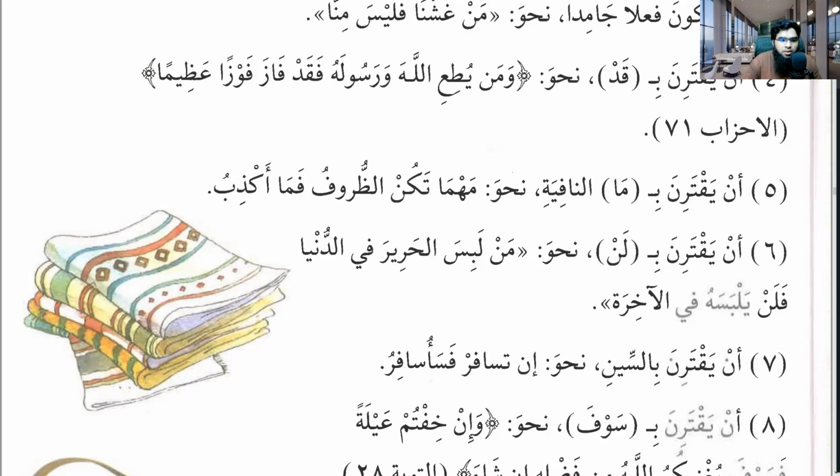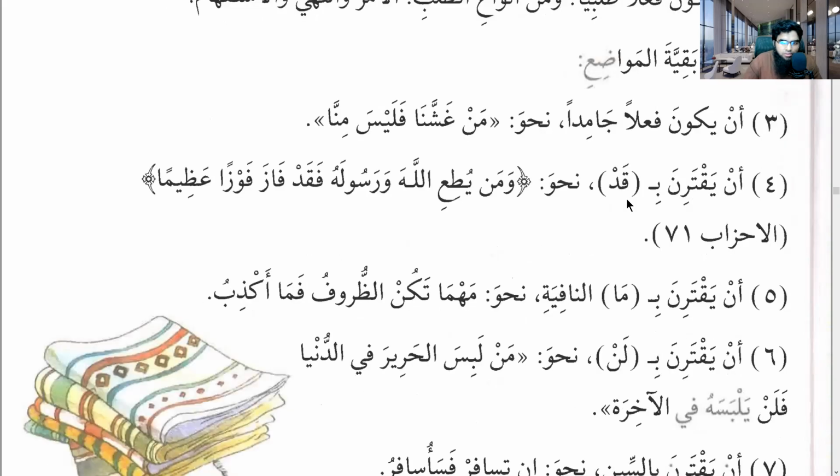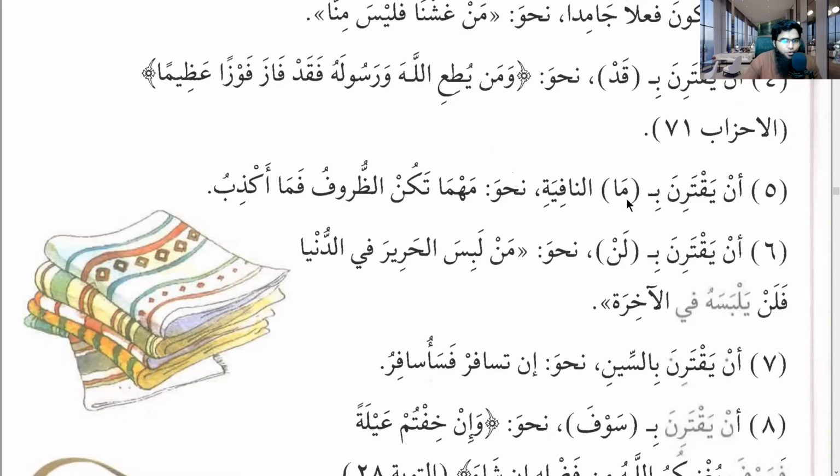Next, we have an yaqtarina bima an-nafiya. So we learned 4, right? Till now? 4. Ismiya, talabiya, jamid, and qad. Then we have ma nafi. If you want to negate, there are 2 types of negations. One with ma, the second with lan.